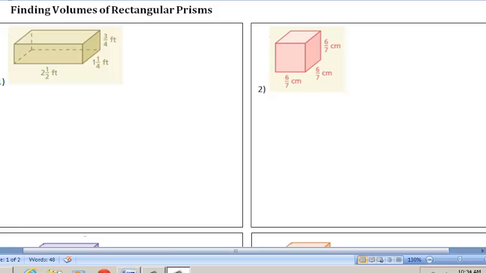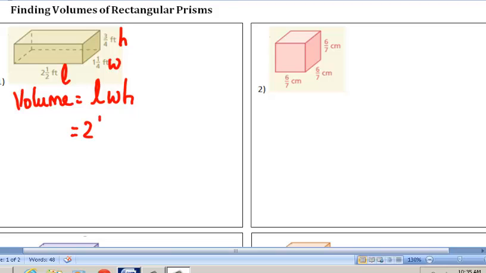Okay, when we find the volume of rectangular prisms, remember volume equals length times width times height. So all you're doing is multiplying the 3. I've looked at your book. For some reason they have all or most of them as fractions, so you have to refresh your memory about how to multiply fractions. That's all I can say. All right, equals 2 1/2 times 1 1/4 times 3/4.